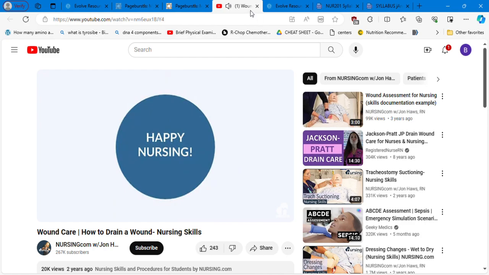One thing to remember is that if you do find the tubing has clots or blockages in it, you can gently squeeze or milk it, but never strip tubing like this, which stripping is putting it between your fingers and dragging your fingers down towards the drain. All that does is create excess suction, and it can actually cause damage to the wound.